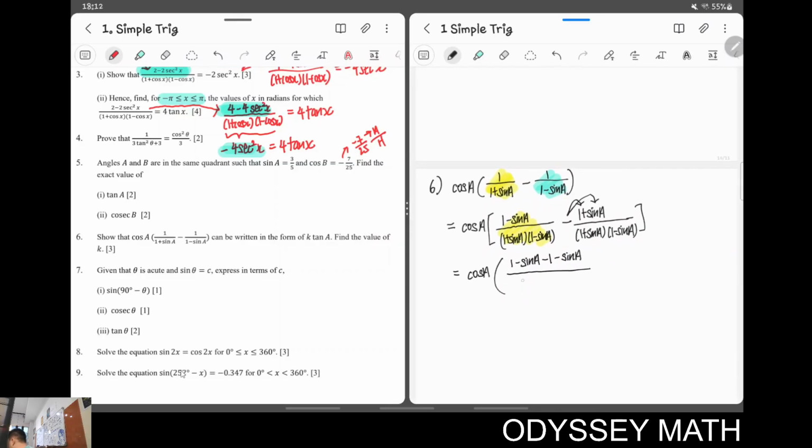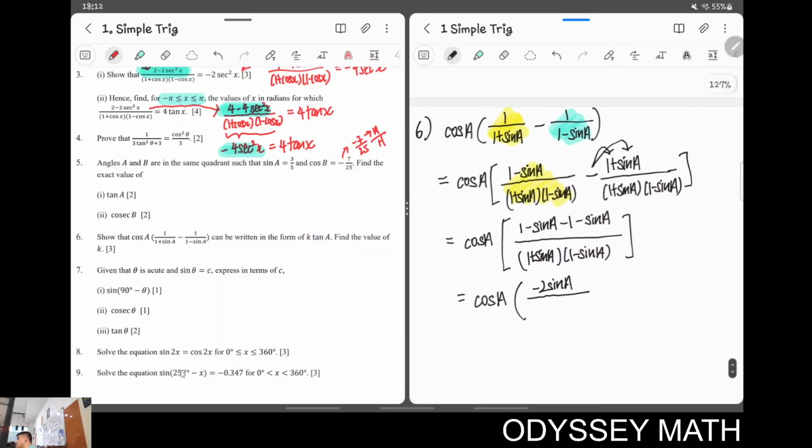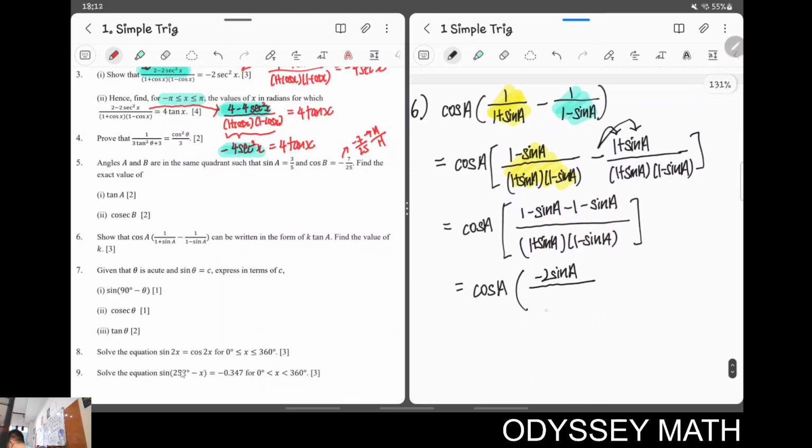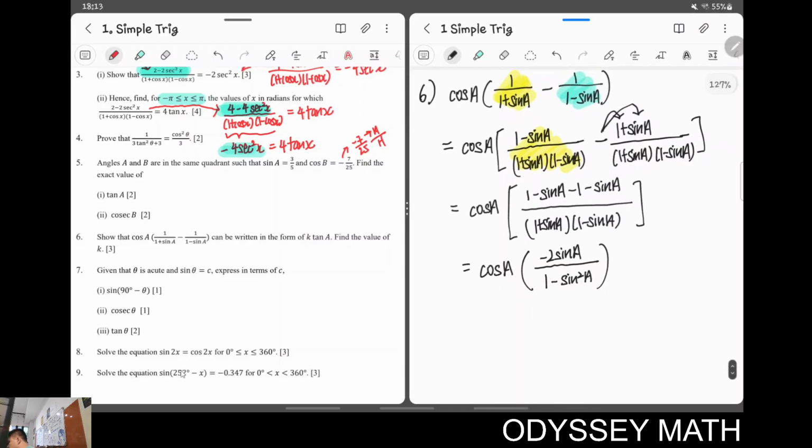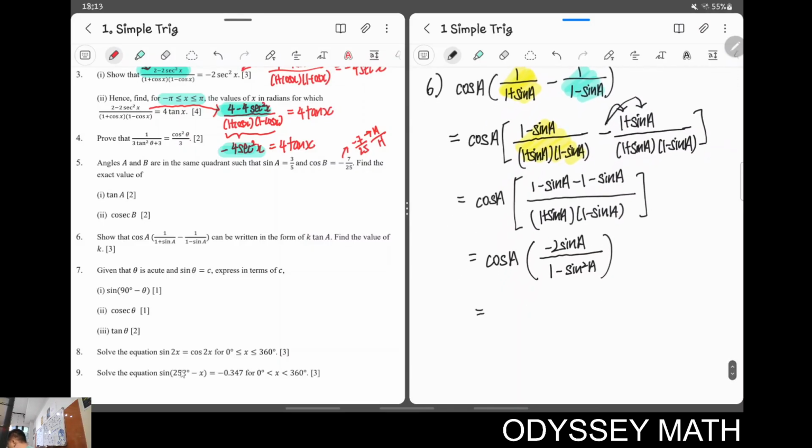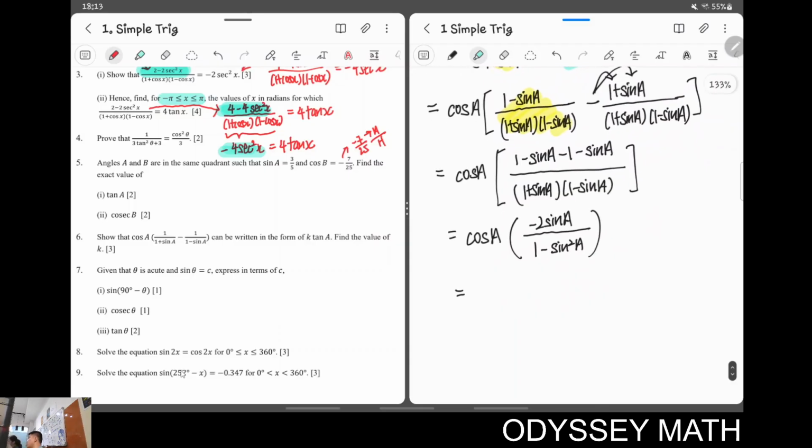Now, okay, maybe I don't skip steps. The denominator is 1 plus sine A, 1 minus sine A. And then I will simplify the numerator first, which will give me minus 2 sine A over. Now expanding the denominator will give me 1 minus sine square A. Got it? And here is how, if you do it long enough, practice makes perfect. You notice there's a cosine A here, and you're wondering if you can cancel that out, which is possible, but you need to rewrite this.